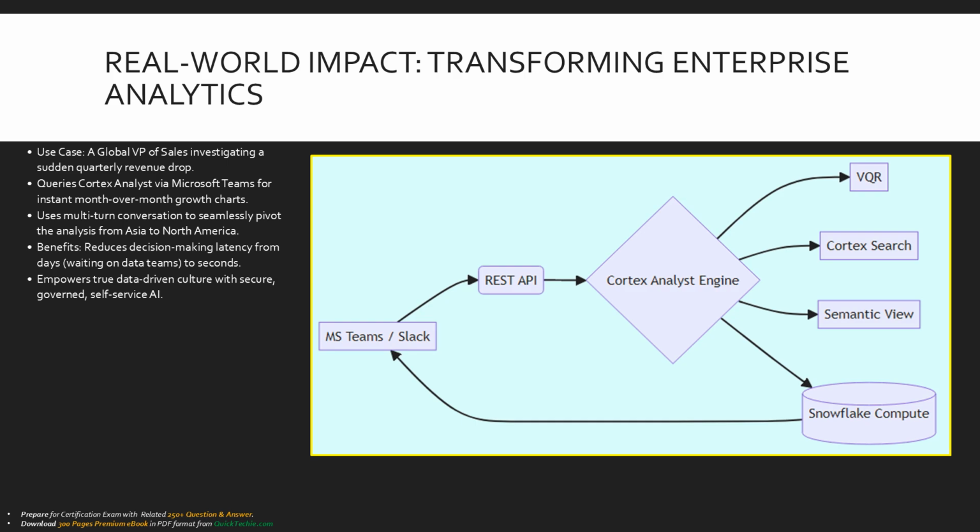She then follows up, "What about North America?" Cortex Analyst remembers the context, rewrites the query, and instantly provides the North American data. She then asks about a specific, newly launched product, utilizing Cortex Search to resolve a slight typo in the product name perfectly. She gets immediate, governed, mathematically accurate insights, accelerating her decision-making process from days down to literal seconds. This is the future of enterprise data.